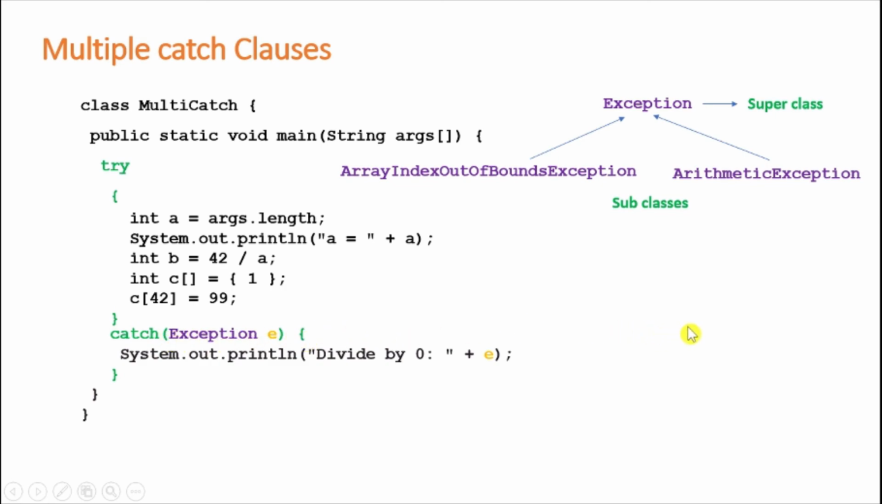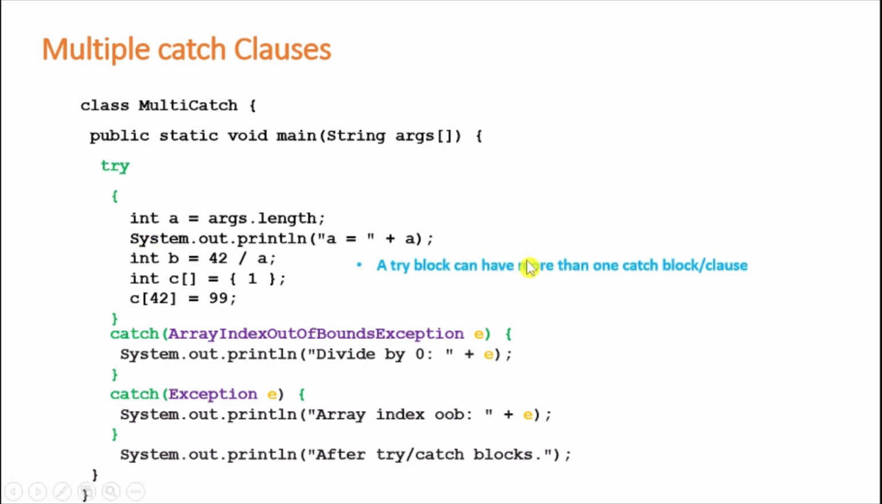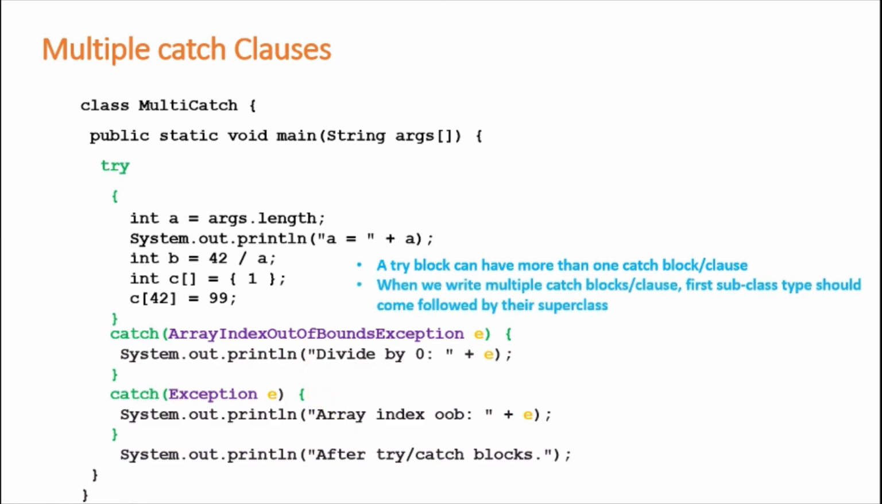So finally, I would like to summarize. A try block can have more than one catch block or catch clause. When we write multiple catch blocks or catch clauses, first the subclass type should come, followed by the superclass, right?